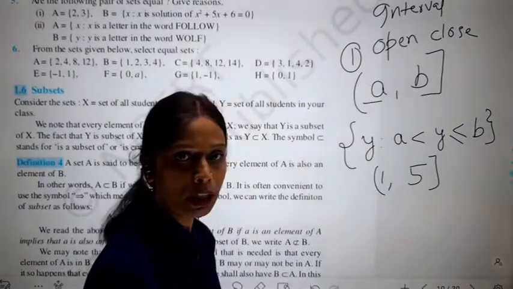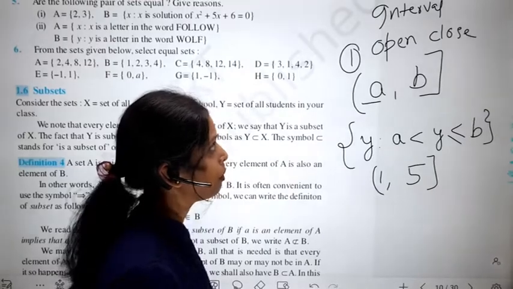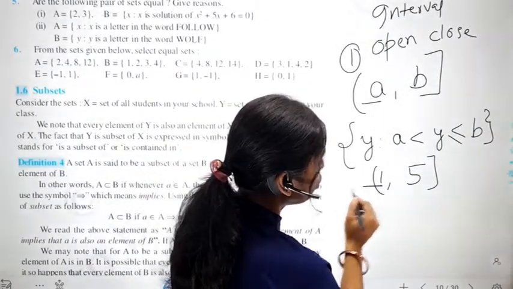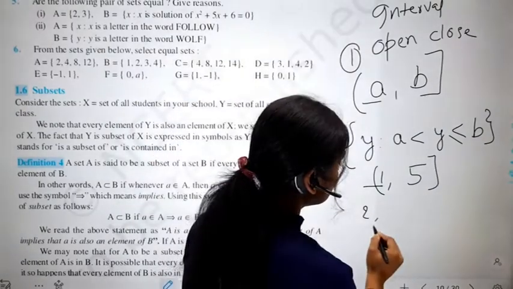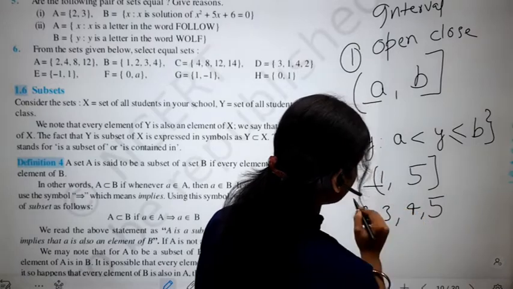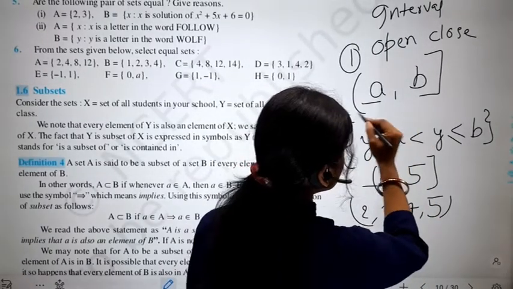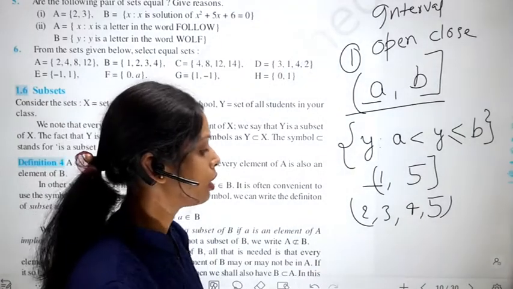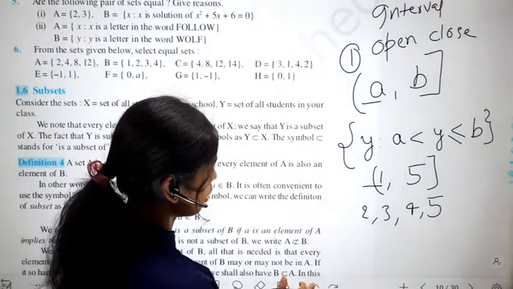Then how many naturals will lie in our open close interval? We exclude 1 here, then 2, 3, 4, and include 5, because this is an open close interval. This is the notion of the open close interval.